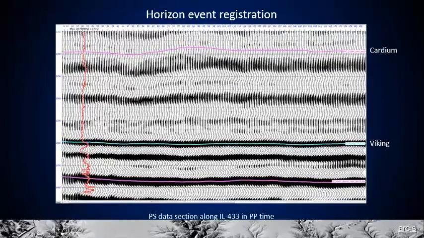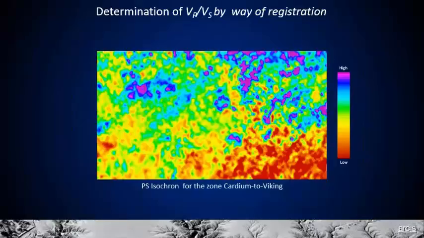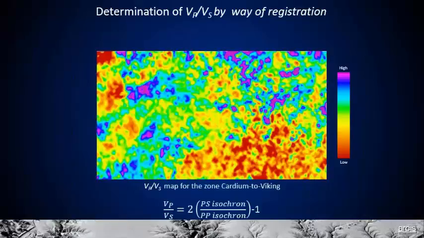So then you bring this PS data to PP time by this matching of these horizons. And once this is done, we pick up, from the difference in the travel times of the PP and the PS horizons, these isochrons for the given intervals. Here I'm showing you the PP isochron for Cardium to Viking interval. Similar on PS, isochron for the same interval. And then you can quickly get the VP and VS that Peter referred to from these isochrons.